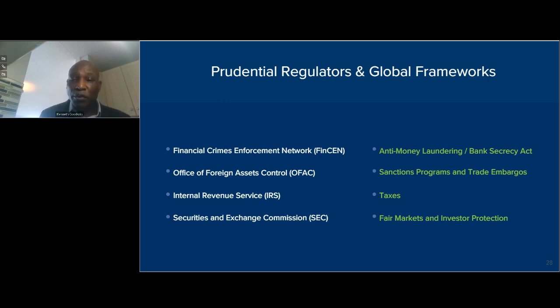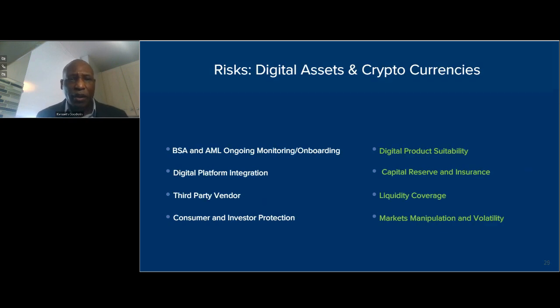The Internal Revenue Service, which is very important for taxes, and of course the Securities Exchange Commission, which is going to deal more with fair markets and investor protection, as well as the actual exchanges themselves, whether they're licensed or not licensed, or registered or unregistered. Here are some areas that when I originally put this together, not knowing what was going to happen with FTX, things have changed drastically. But when you look in terms of the types of areas that are happening in the digital assets and cryptocurrency space, these are areas to consider.